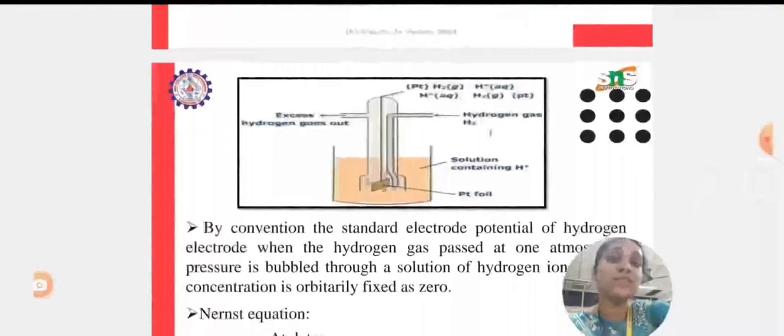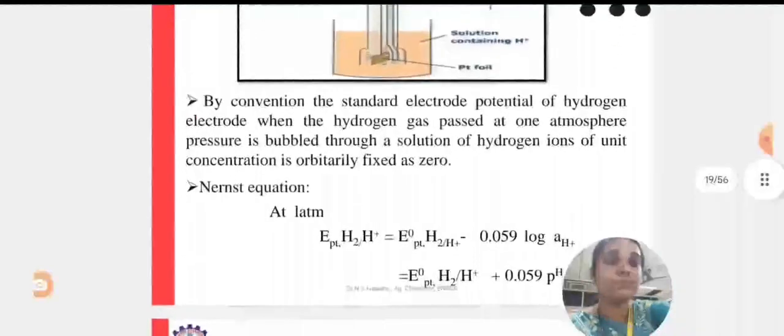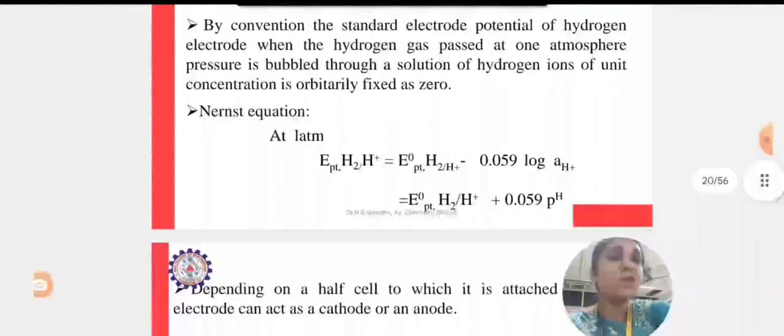By convention, the standard electrode potential of the hydrogen electrode, when hydrogen gas at 1 atmosphere pressure is bubbled through a solution of hydrogen ions of unit concentration, is arbitrarily fixed as 0. The potential is set to 0, so it can be taken as the reference electrode, so that we can determine the unknown electrode potential using the Nernst equation.